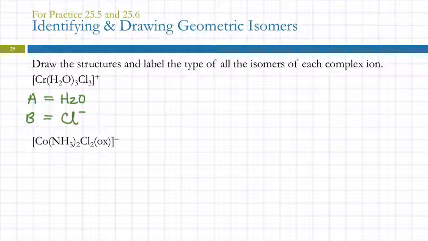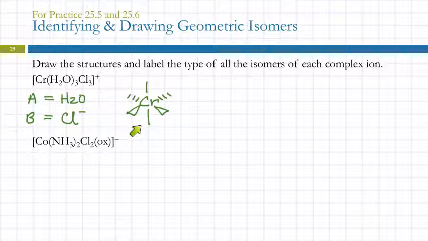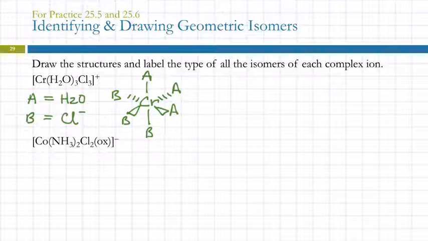So we've got our chromium in the middle, and we've got 6 ligands, so this is an octahedral. This is the vertical axis, these are the axial positions, and these are the equatorial positions. This is a little bit like a little girl wearing a tutu, and her tutu is sticking straight out. Then we need to put 3 A's and 3 B's on here. So I could put A, B, B, B. So that's one way to do it.